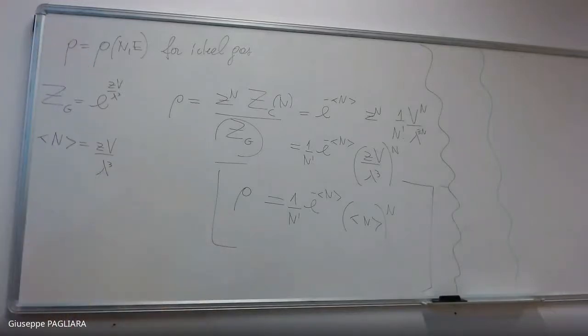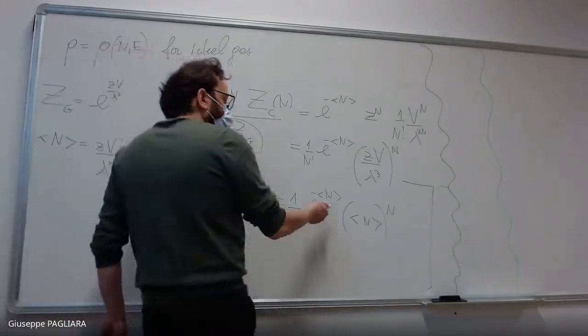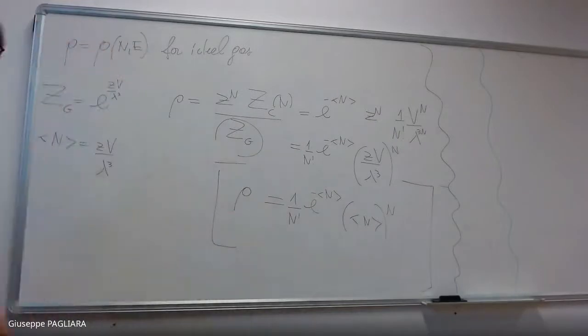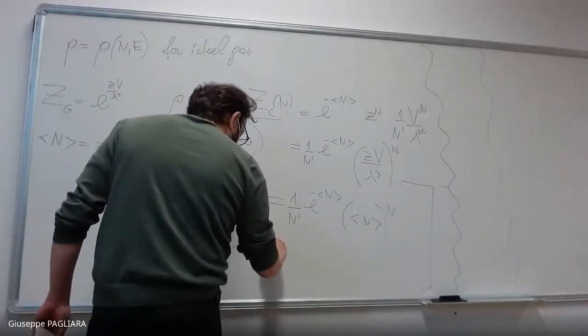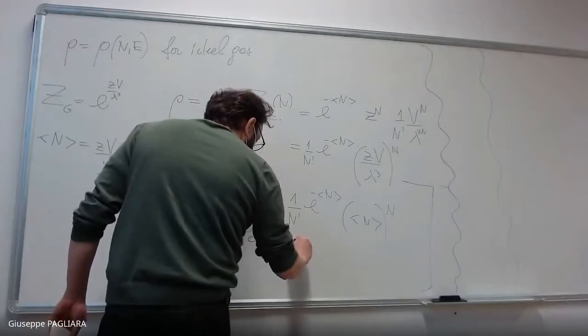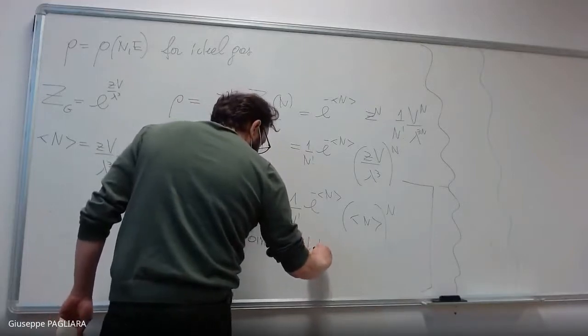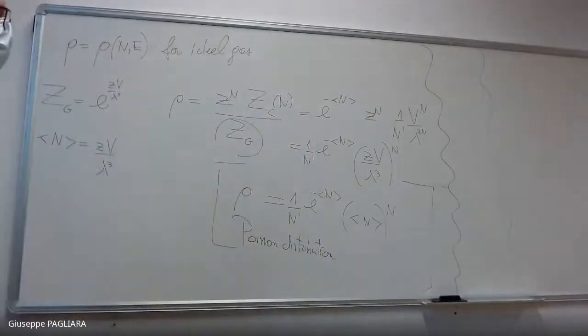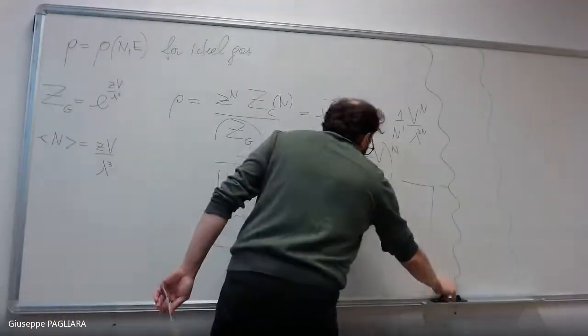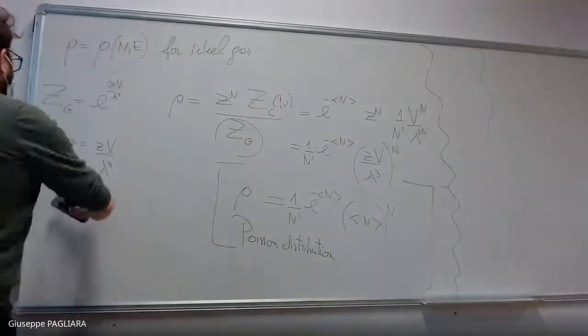This distribution, the Grand Canonical distribution function for the ideal gas, is basically a Poisson distribution. And the Poisson distribution has the following shape.